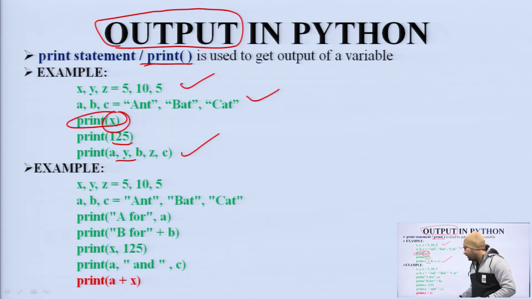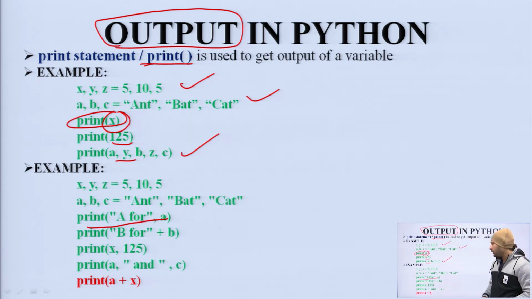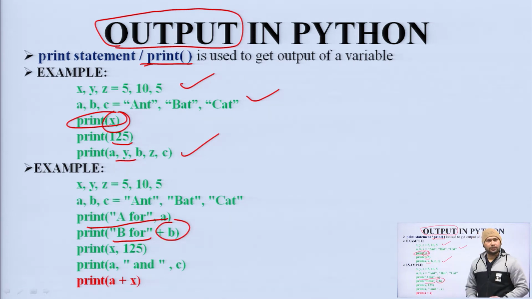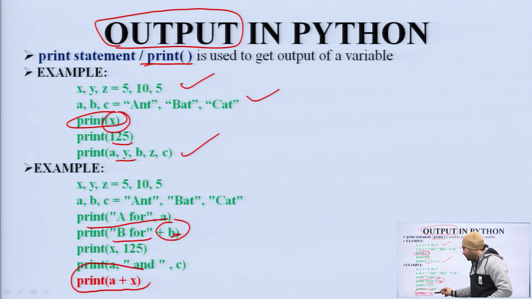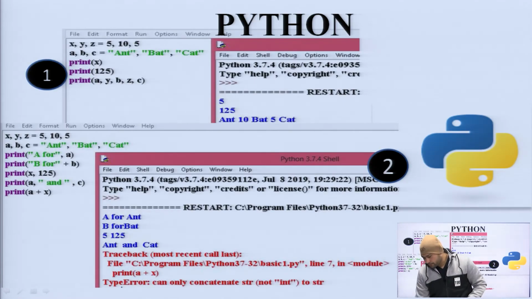Similarly, in the next example, here you can see that whenever we want the output to be more descriptive, you can put text in the quotation marks, like a for, b for. You can even put a plus b, but the complication with this statement is that it is related to a specific data type only. We will discuss it in a later session. But what about this red line? This red line shows that this code is not going to run. Why is it not going to run? Let us check.